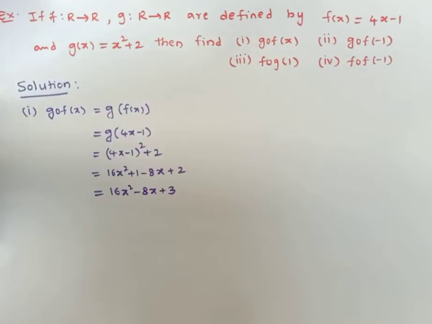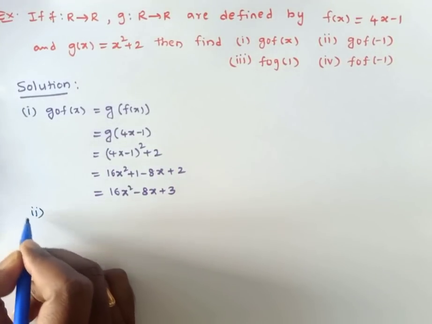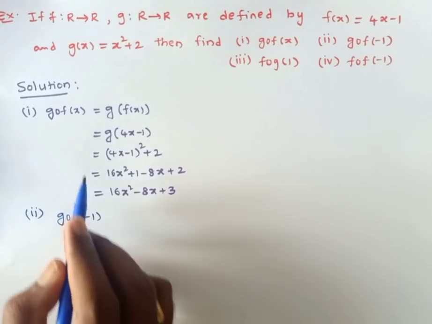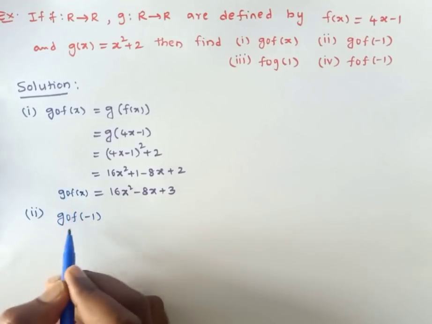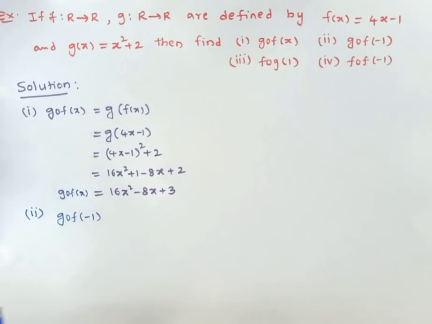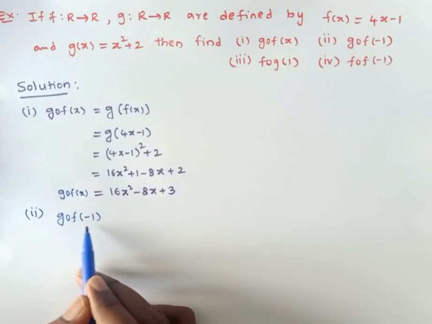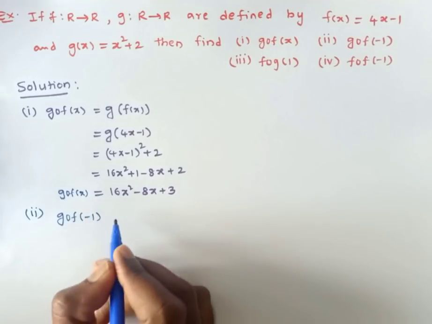And see the second one, g compose f of minus 1. The second problem, that is g circle f of minus 1. Already we have a function g circle f of x, right? So here no need to find g of f of minus 1. Directly you can see it is in the form of g circle f of x, so instead of x, just replace x with minus 1. So you get the value.